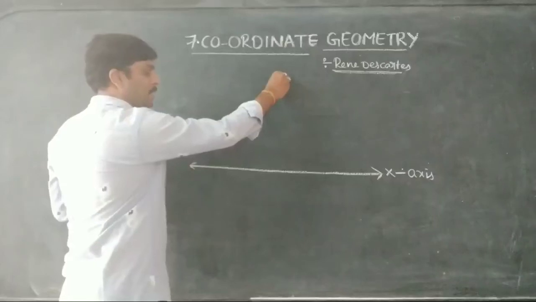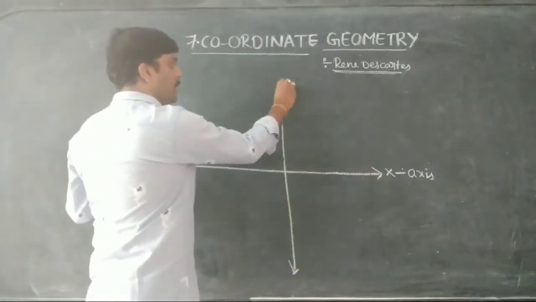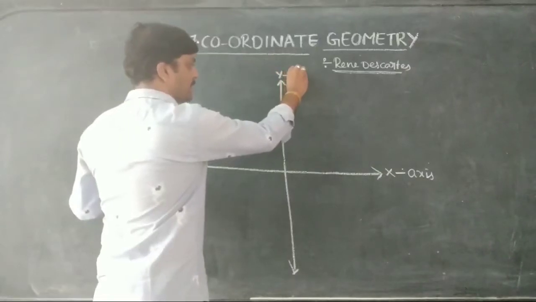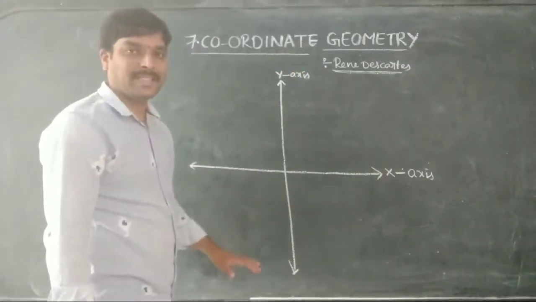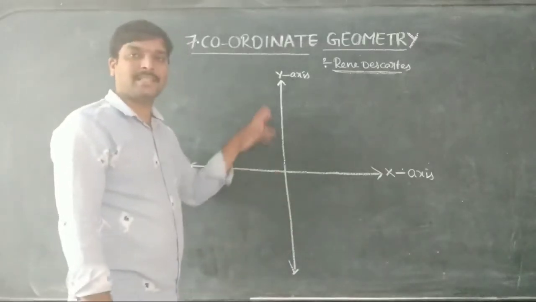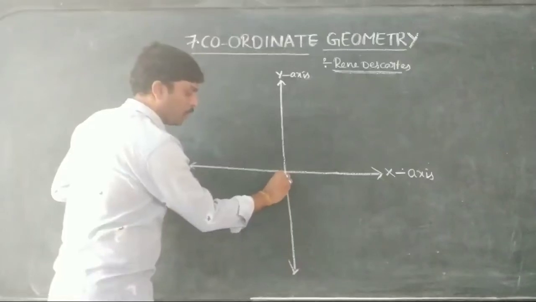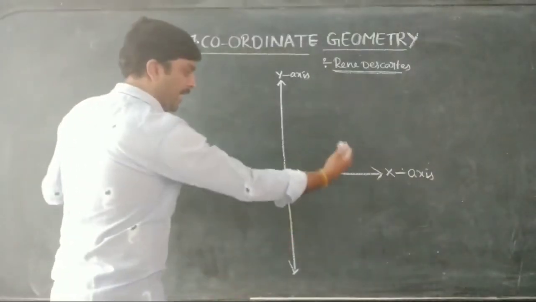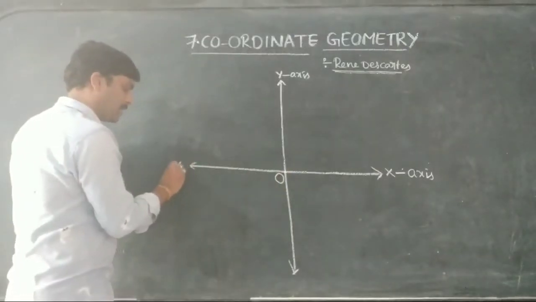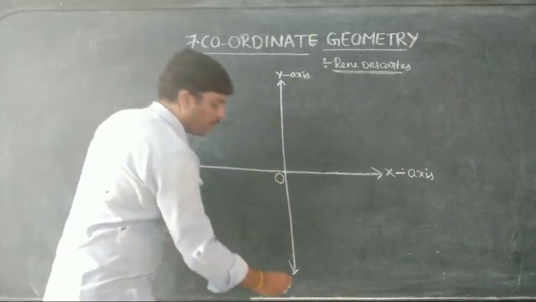The vertical real number line is called the y-axis. The point of intersection of the x-axis and y-axis is called the origin. It is denoted by O. The x-axis is denoted by x, O, x dash. The y-axis is written as y, O, y dash.